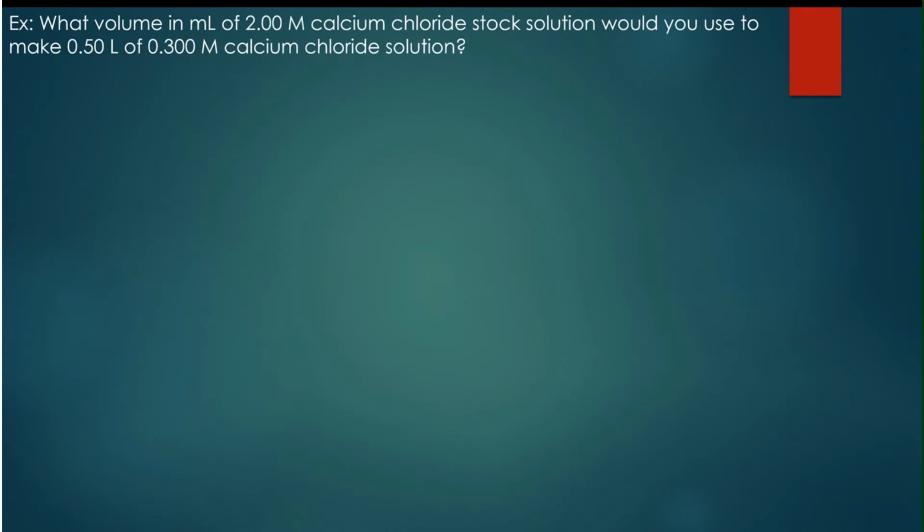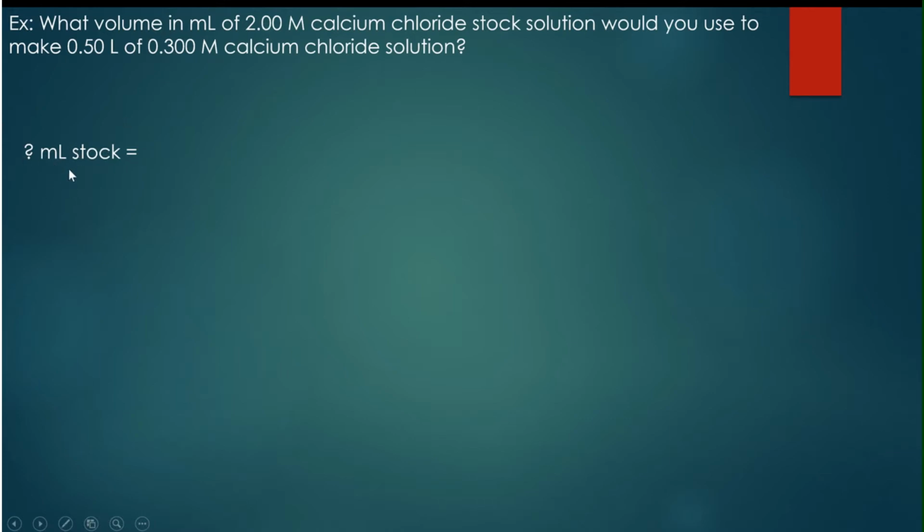All right, here's some problem solving. How this looks on a piece of paper. What volume in milliliters of 2 molar calcium chloride stock solution would you use to make 0.5 liters of 0.3 molar calcium chloride solution? Boy, we've got a lot of information here. They're telling us we have our stock, or our concentrated solution, as a 2 molar calcium chloride solution. And they want to know how much of that initial solution we need to make half a liter of a 0.3 molar solution.